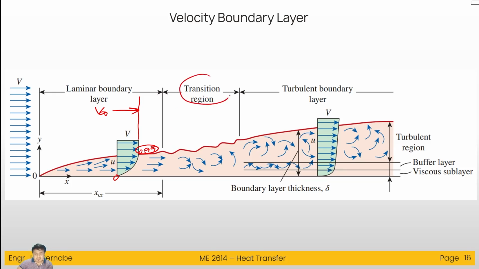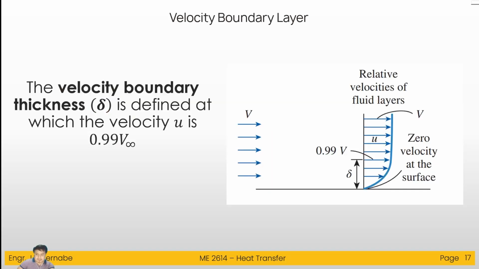So we consider this transition region still as turbulent because slight turbulence is still turbulence, no? Something like that. And then for the turbulent region only, we have the buffer layer and the viscous layer.